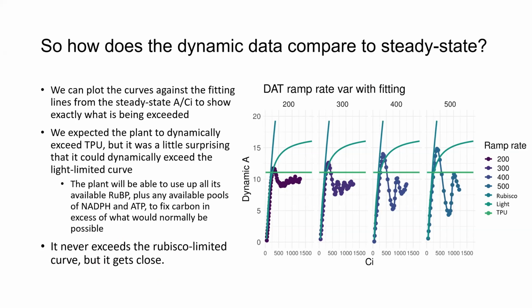So if you remember, we originally kind of set out to prove that the 1-point method of estimating Vcmax wouldn't be correct, but I think we actually provided pretty clear data that supports it.